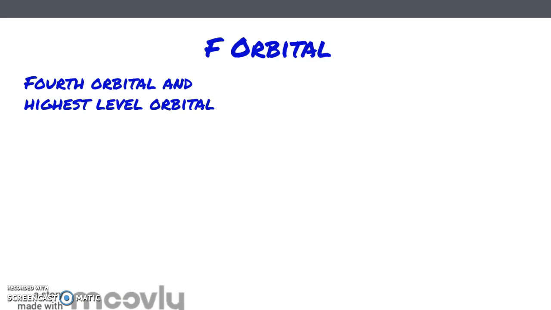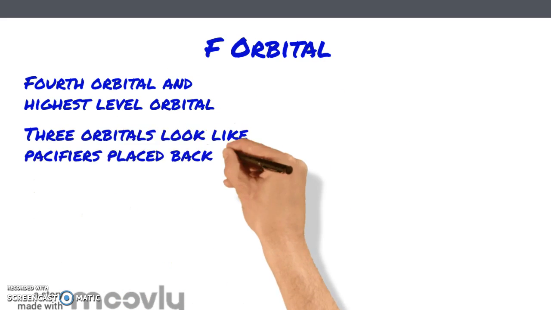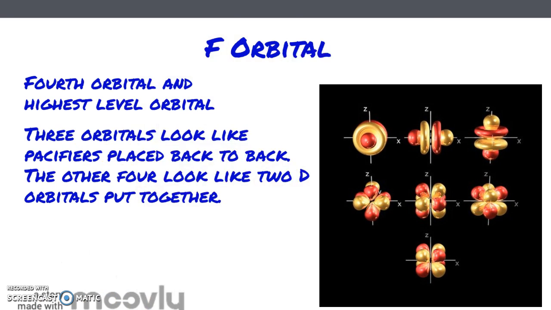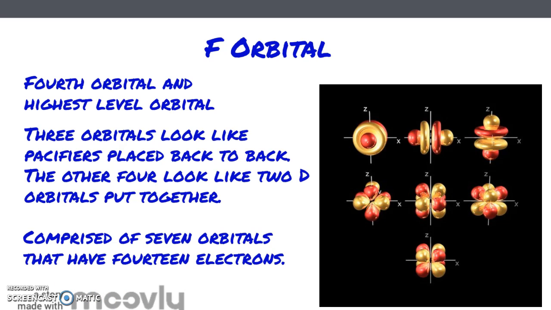And finally, we have the f orbital, which is the fourth and last orbital and it's the highest level. Its 3 orbitals look like pacifiers placed back to back, and the other 4 look like 2 d orbitals mushed together, comprised of 7 orbitals that have 14 electrons total.